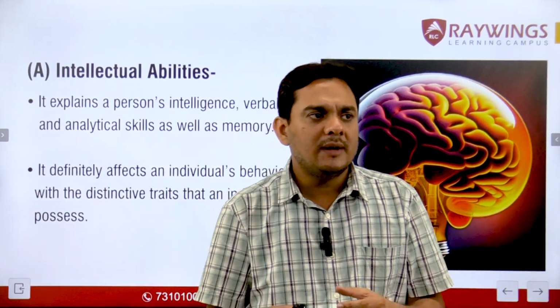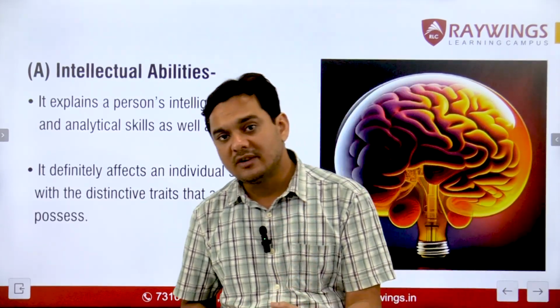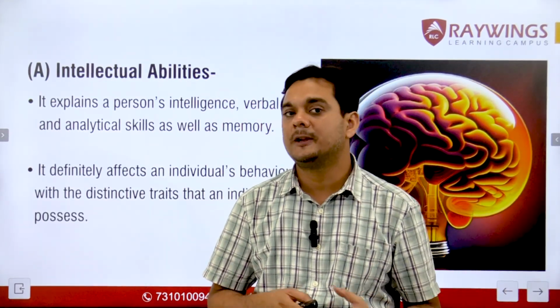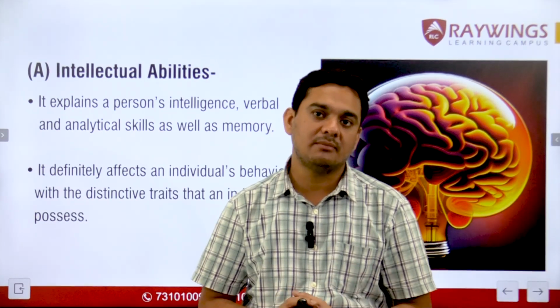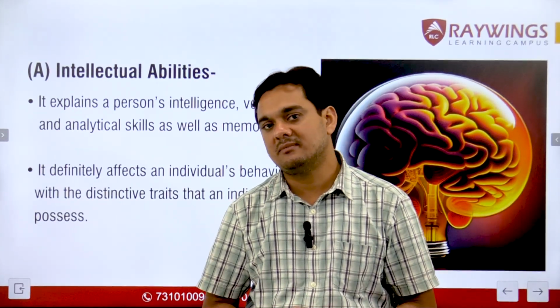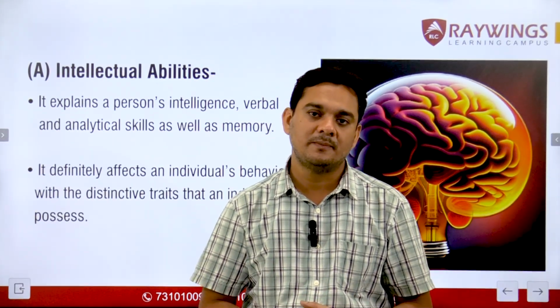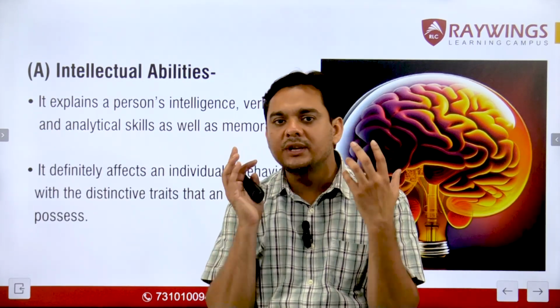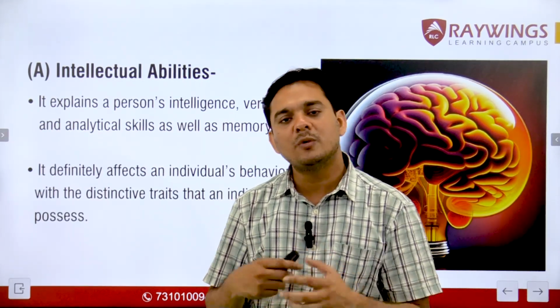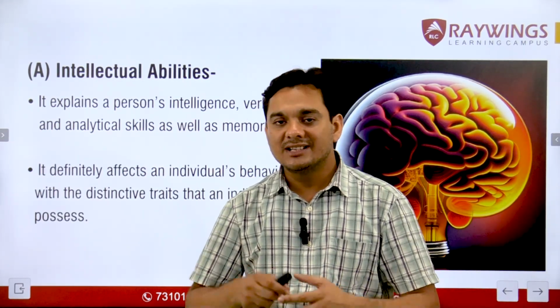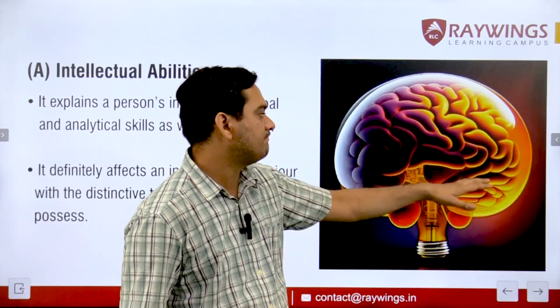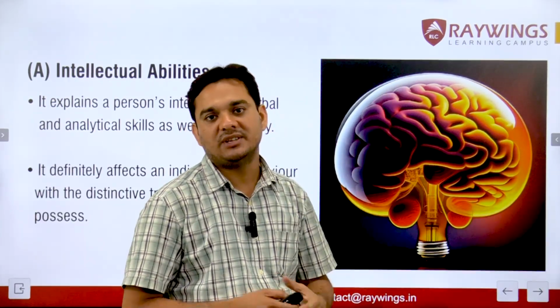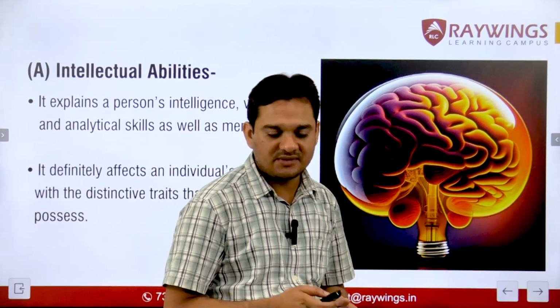Every individual has their own way of behaving with other people, interacting and communicating. No two friends can be the same. No two people can be the same. No two children can be the same. We have our own thinking capability. We have our own way of interaction. And this varies just because of the intellectual abilities that we possess.